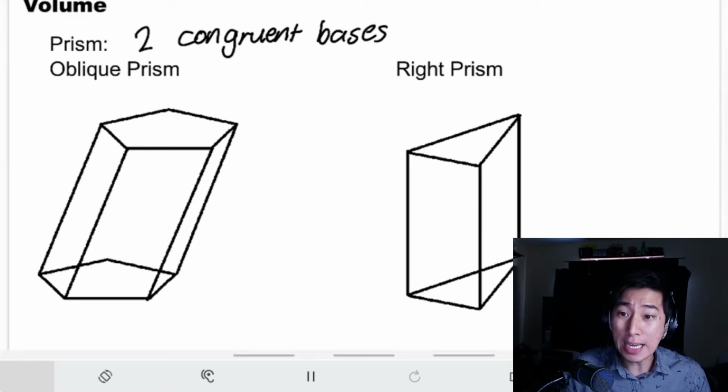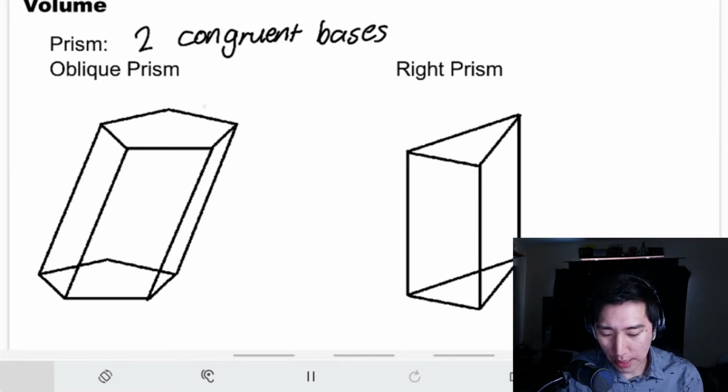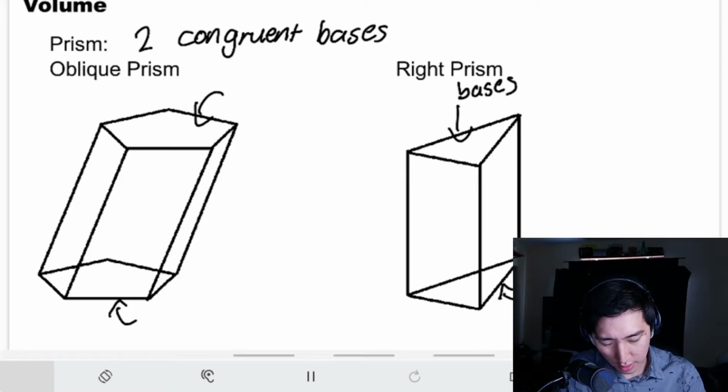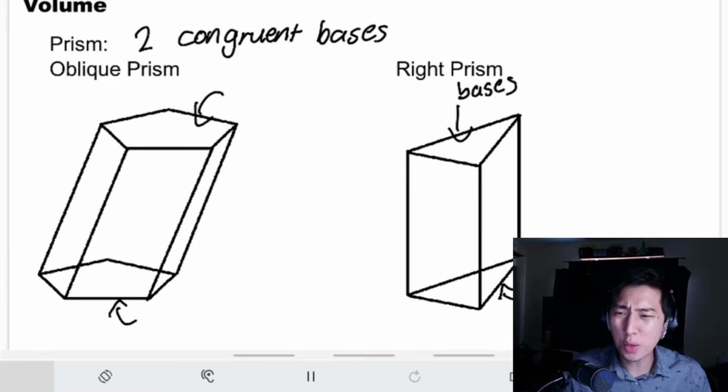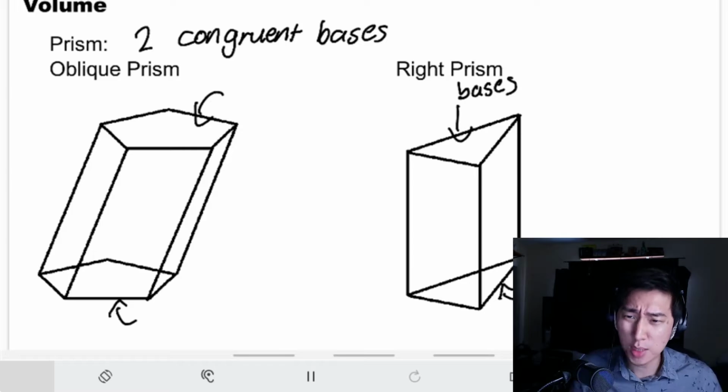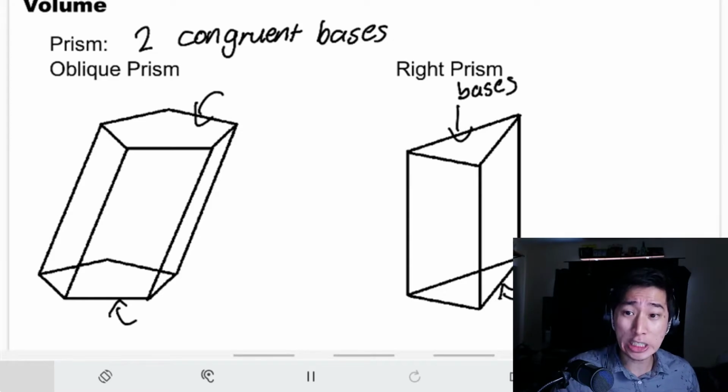Now, I've been using the word bases quite a bit, but I didn't actually define what a base is. When we're dealing with prisms, our bases are going to be this top part over here and this bottom part over here. These are your bases. And my bases are generally made up of polygons. When we're dealing with prisms specifically, they're all going to be polygons. But if I'm dealing with something like a cylinder, which is kind of like a prism, we're going to be dealing with circles. But when I'm saying prism, again, we're dealing with some sort of polygon base, and my bases are going to be congruent.